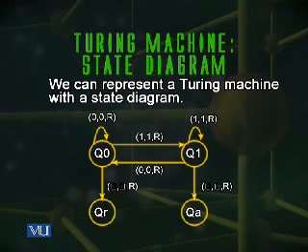Similarly, the arrow that is labeled blank, right arrow R, says if the machine is in state Q0 and it sees a blank, it should move to the right and go to the reject state. Similarly, you can interpret all the other arrows. This diagram is a more clear picture of what the transition function is doing. So, how do we make a state diagram for a Turing machine?